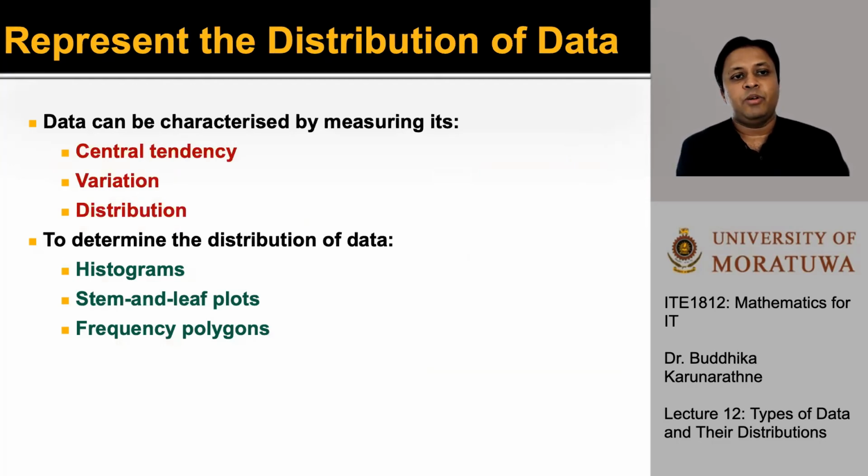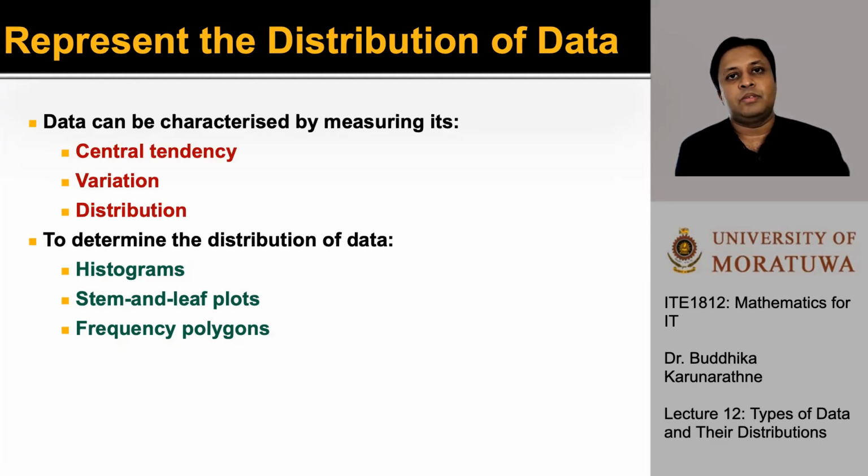Right, so we move on now to represent the distribution of data, that is, how to get a clue about what kind of distribution the data set belongs to. The data distribution is usually characterized by certain factors, namely the central tendency, variation, and the distribution.